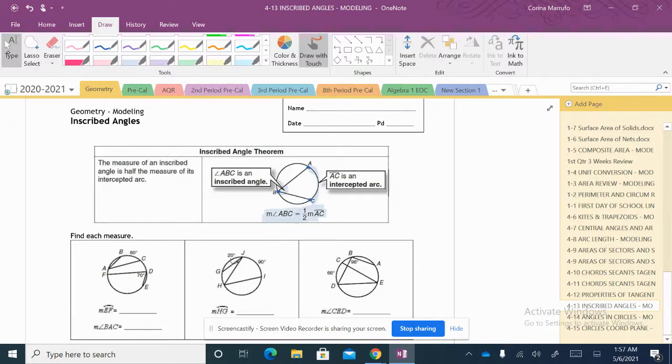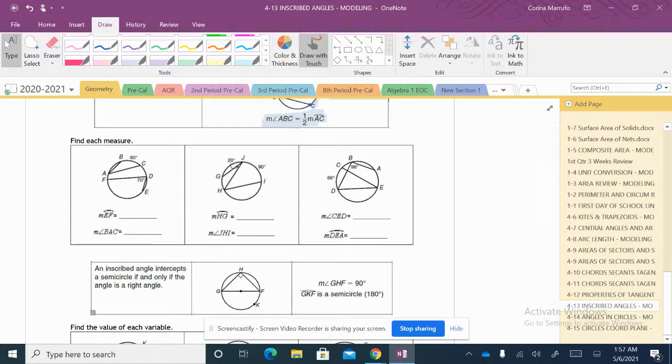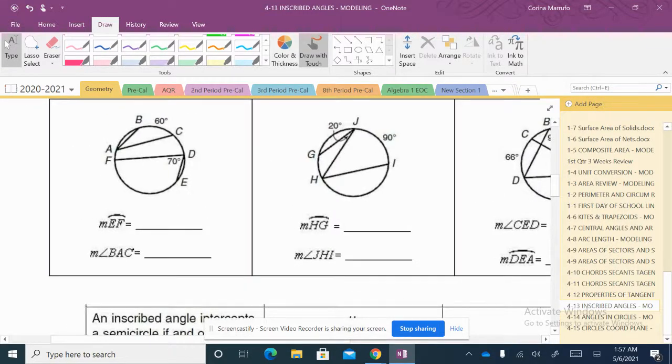Okay. So here are the examples. They want us to find the measure of arc EF and BAC. Here's my arc, which is 60. To find the measure of BAC, we're going to have to take 1/2 of 60 degrees. So half of 60 is going to give me 30.